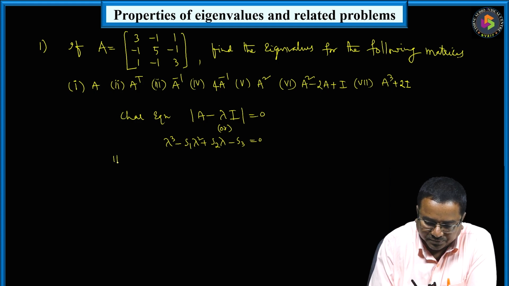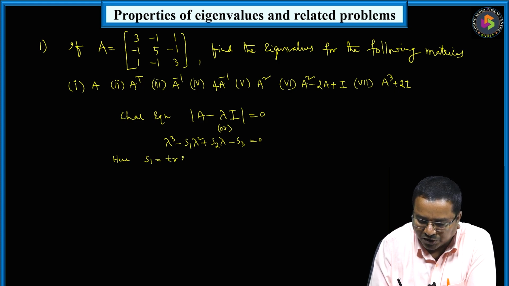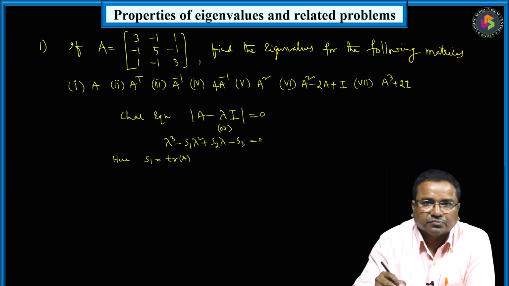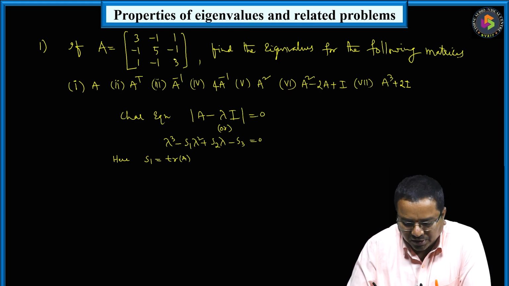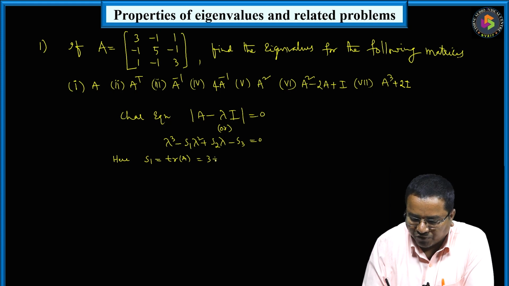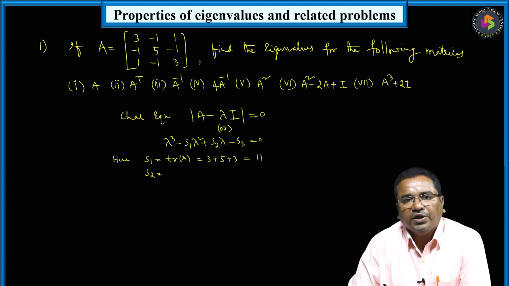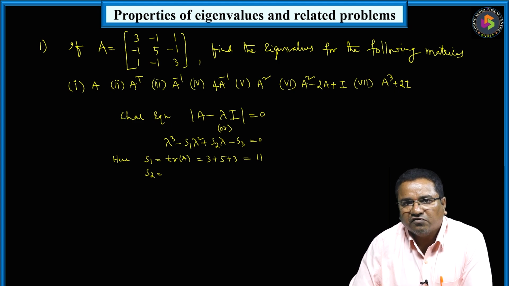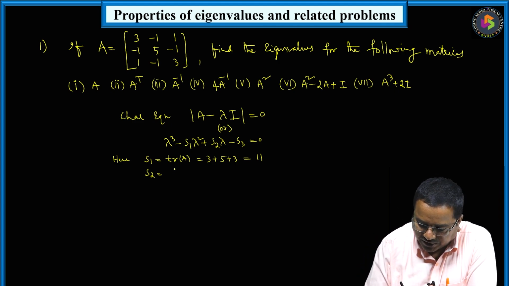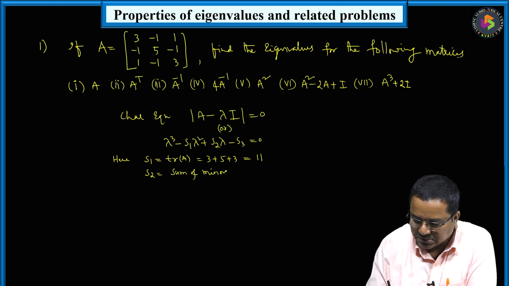So here S1 is the trace of the matrix. What is meant by trace? The sum of the principal diagonal elements. So 3 plus 5 plus 3, equal to 11. What is S2 in the formula? S2 is the sum of minors of principal diagonal elements.